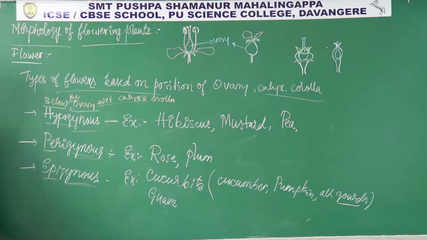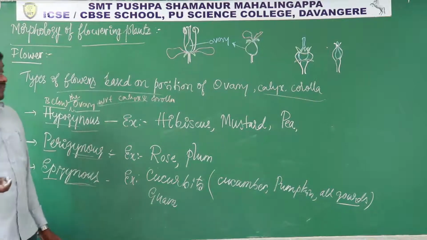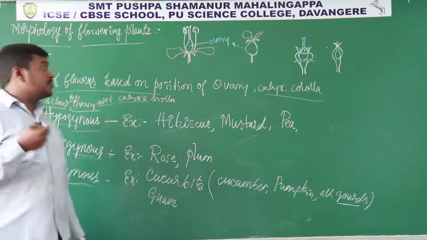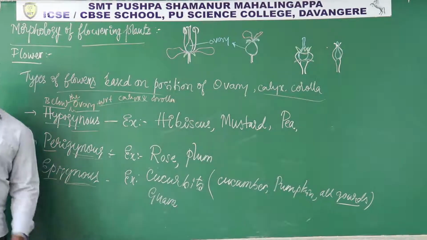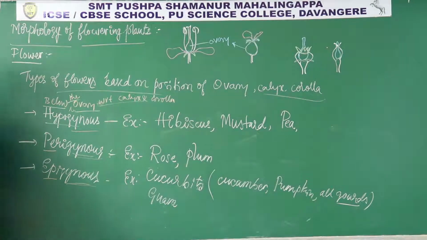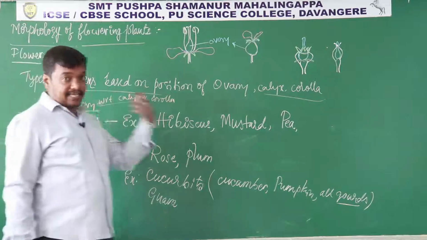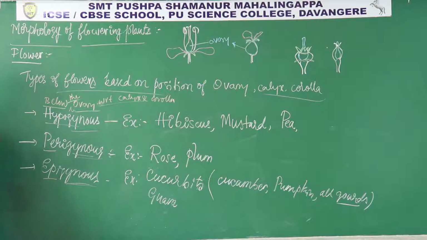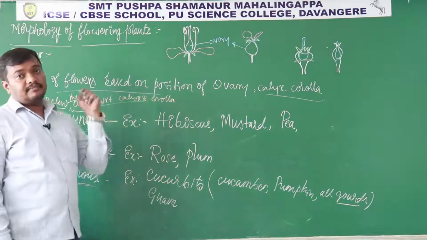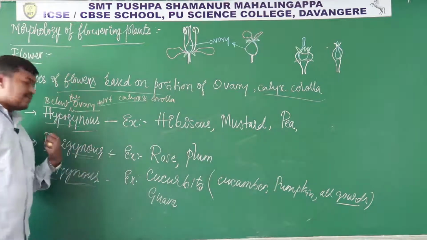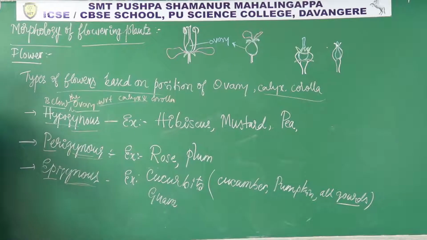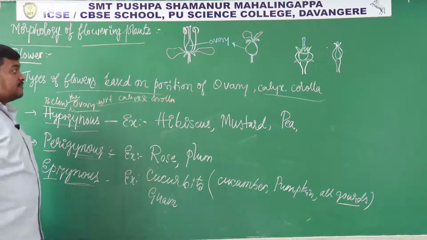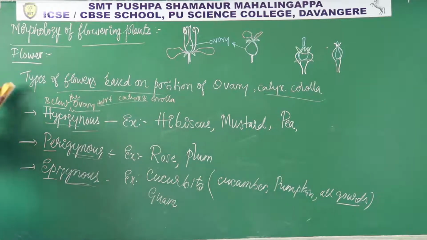So this is about the types of flowers based on the position of calyx, corolla and ovary. If the ovary is situated above the calyx, it is called hypogynous. If the ovary is situated below the calyx and corolla, then it is called epigynous. If calyx and corolla are present at the middle of the ovary, then it is called perigynous. So these are the different types of flowers based on the position of ovary, calyx and corolla.